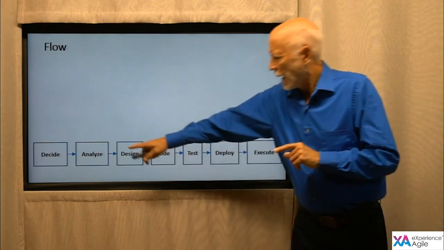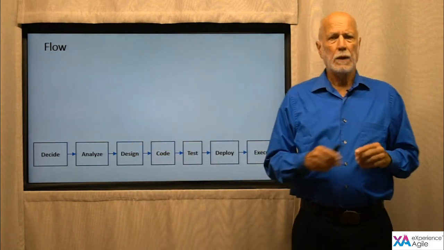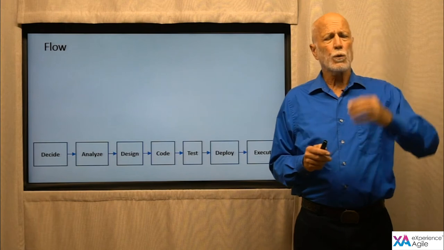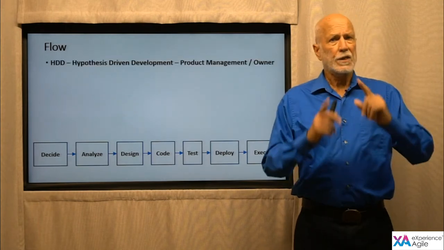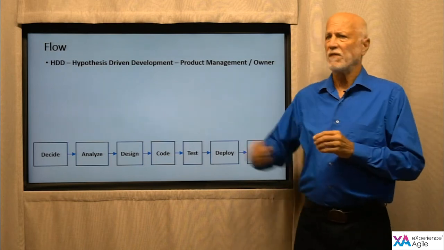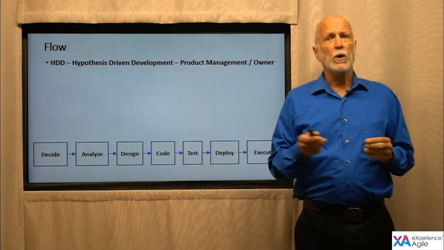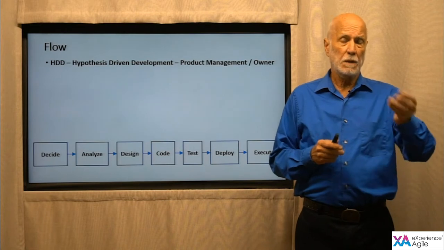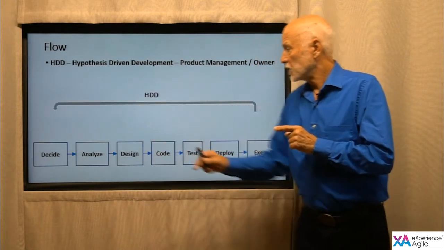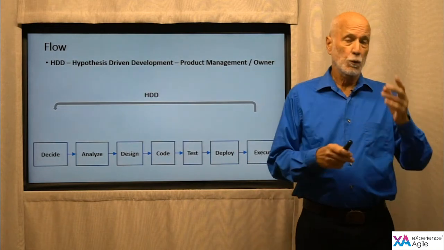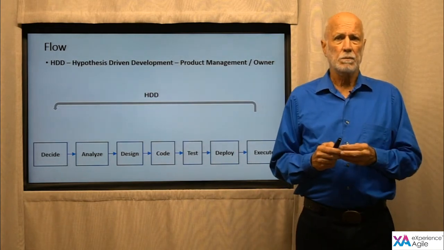So let's take a look at the flow then. We have our decide, analyze, all the way down to execute. And we've got three levels of test first. At the top, we have hypothesis-driven development. And there, the collaboration is between the product management and the product owner. And that goes from deciding to do something, and we actually run the test in production.